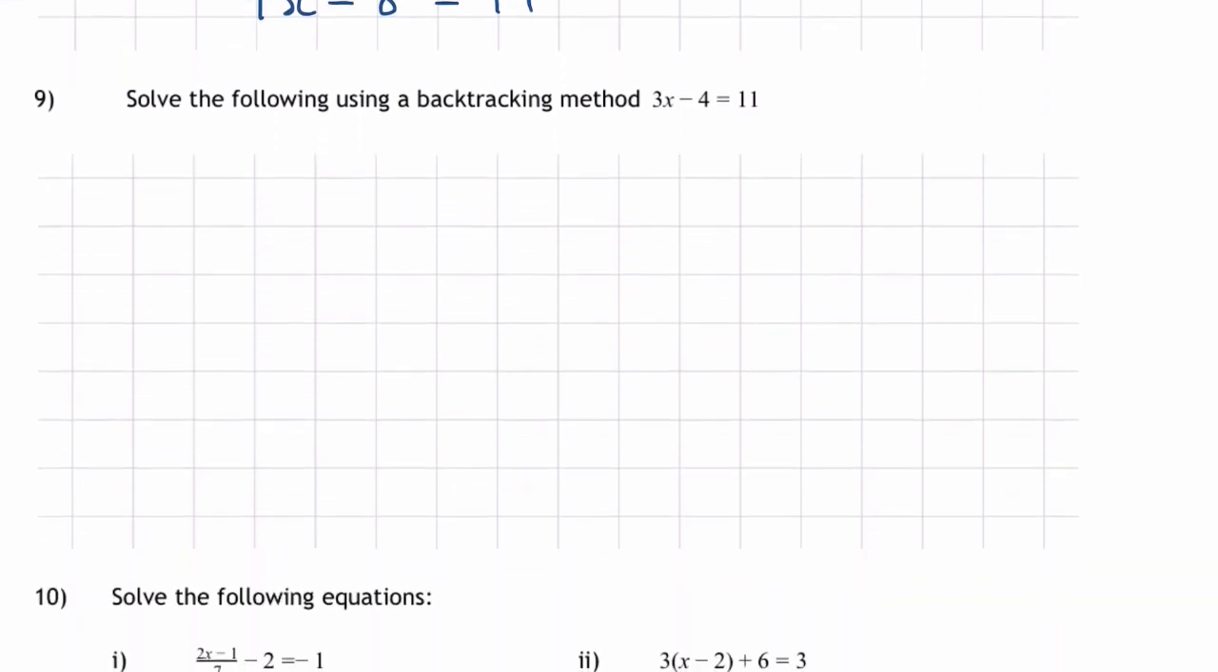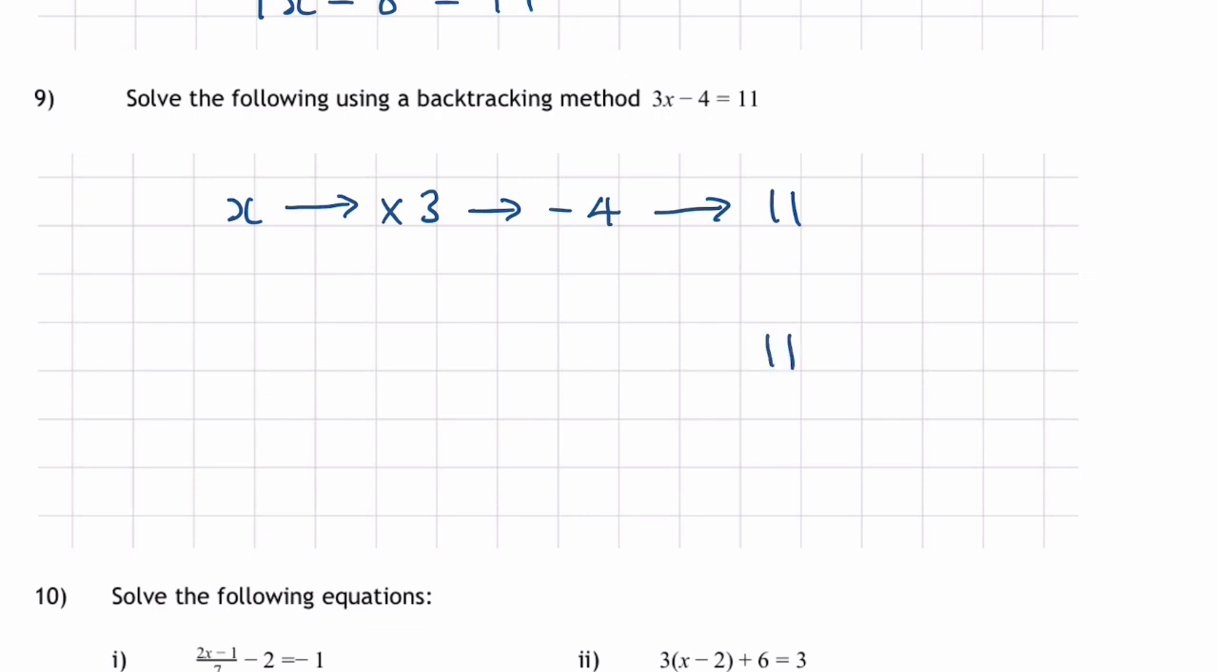For question 9, we're solving the following using a backtracking method. So we're starting with the x term. The first thing we're doing to x is multiplying it by 3. We are then subtracting 4. That gives me an answer of 11.